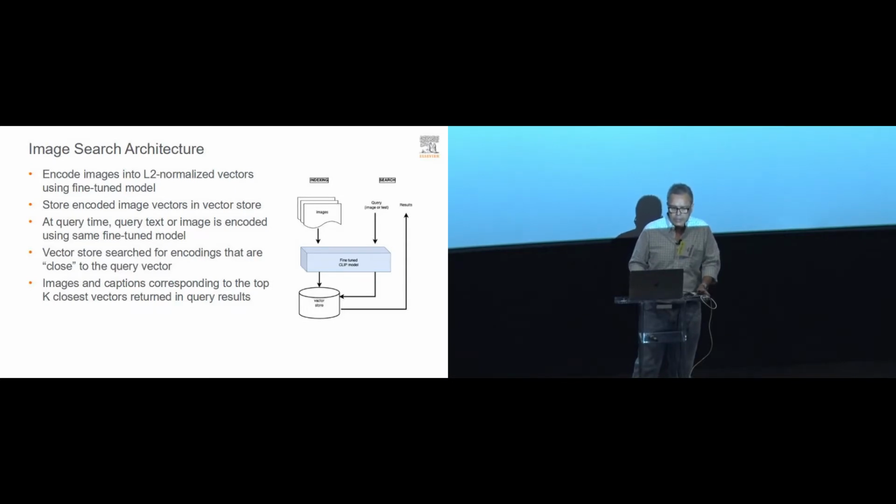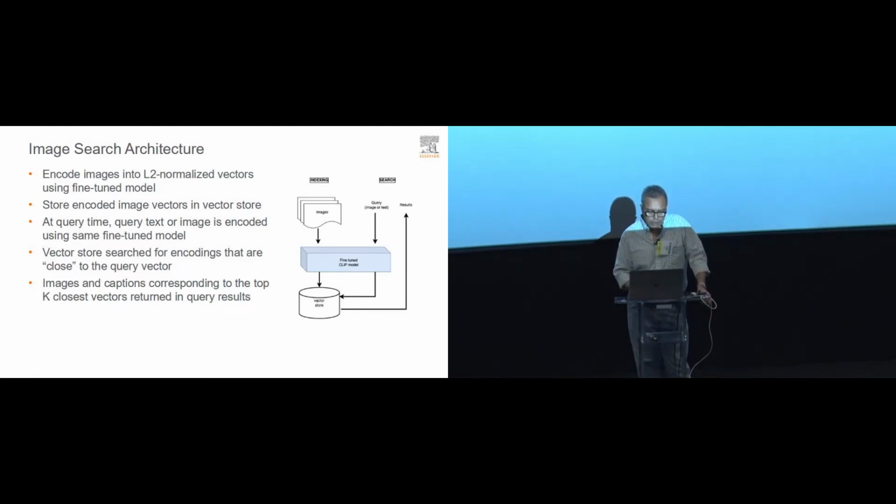In any case, the encoded image vectors are put into a vector store. And at query time, the query text or the query image is encoded using the same fine-tuned model to create a vector. And then the vector store is searched for encodings that are close to the query vector. The top K search results are basically the images and captions that correspond to the top K closest vectors returned in the query results.